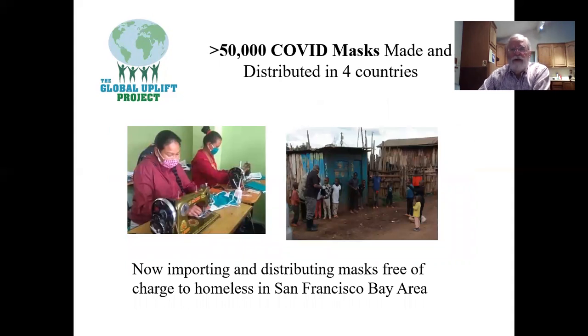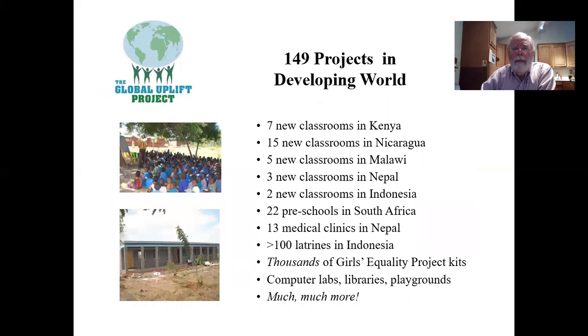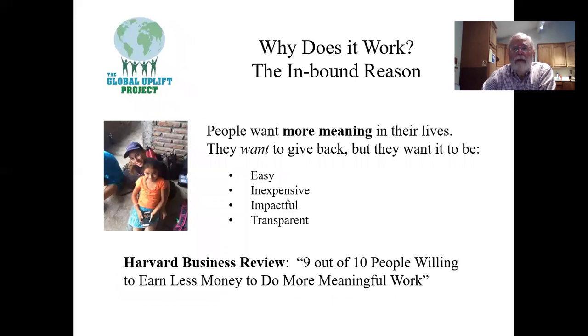We have made and distributed more than 50,000 COVID masks for people in 4 countries. Our sewing centers in Kenya and Nepal, we're now importing them to the San Francisco Bay Area in order to help the homeless people here. In total, we've completed 149 projects in 17 of the poorest countries in the world. In addition to the ones I've shown you, computer labs, libraries, science labs, playgrounds, all of them help the local people help themselves in their economic development.